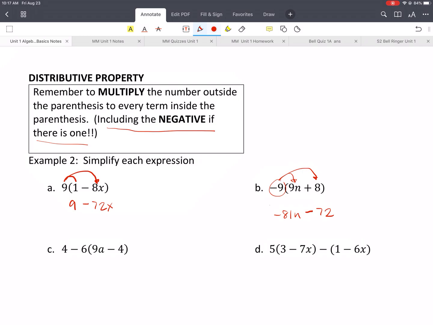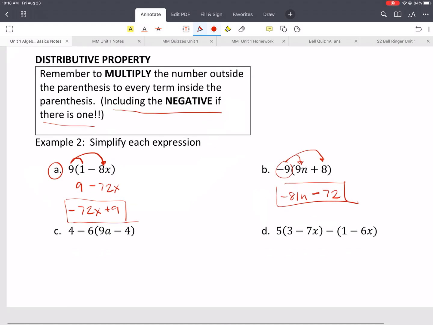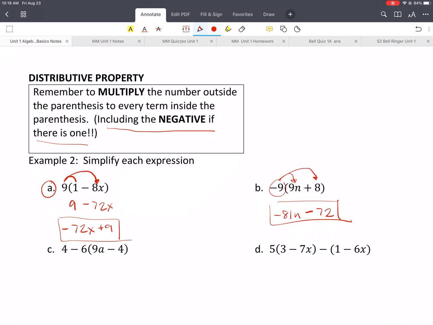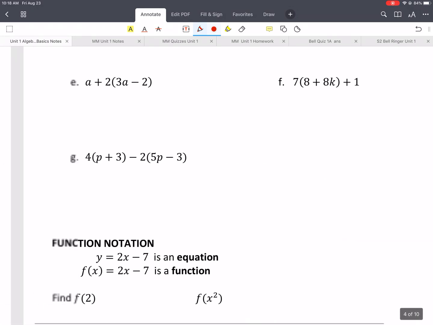All right? And one thing that I will ask you to do, whenever we look at A, we always want to have it in order of highest exponents to lowest exponents. So here we'd want to write it as negative 72x plus 9. Okay? So we'll do that with C as well. So pause if you can, do the rest. I think it goes to the next page as well.